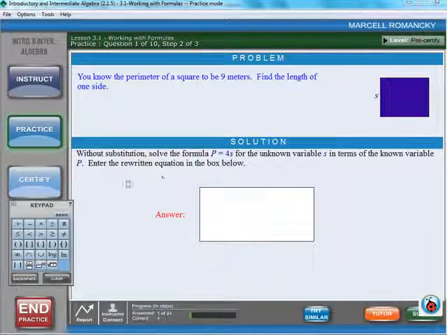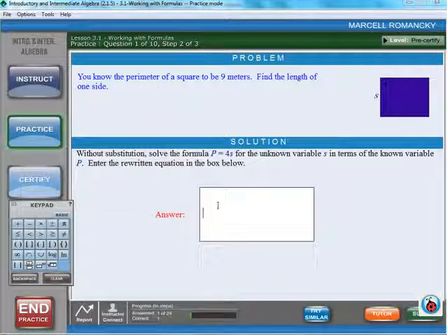It says, without substitution, solve the formula P equals 4s for the unknown variable s in terms of the known variable P. Enter the written equation in the box. So now what you've got to do is not hop right in to solve it and figure out what s happens to be, but how am I going to get s by itself? What would I have to do? Divide by 4. And so I find out these 4's cancel. So P over 4 is equal to s.